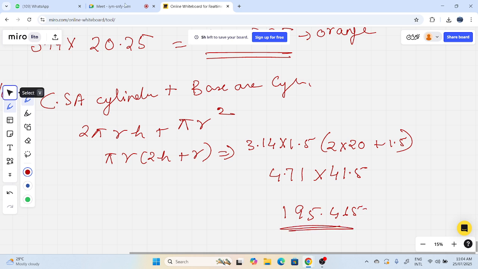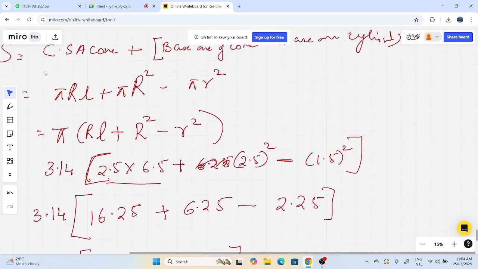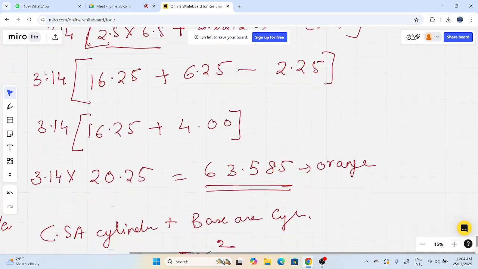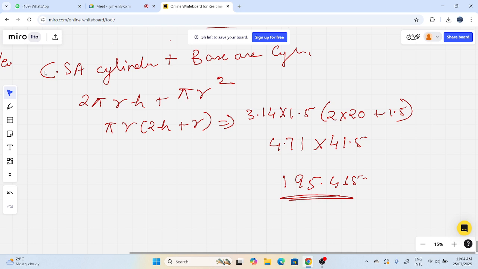See, this question is important. It's a textbook question, and at the same time, it checks how much you have understood the concepts, where you have to add, where you have to subtract, whether you have to take CSA or TSA, things like that. Also, your calculation is checked to a great extent.